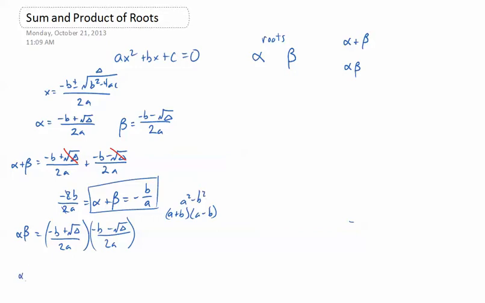We're going to simplify. We're going to say alpha beta equals b squared, because negative b times negative b is b squared. It'll always be positive.